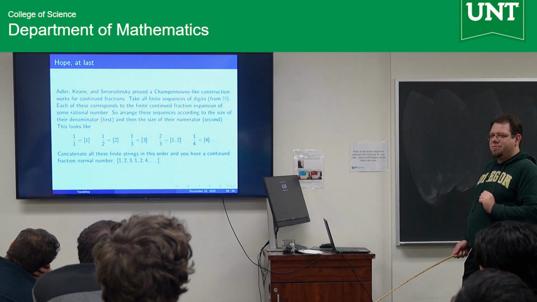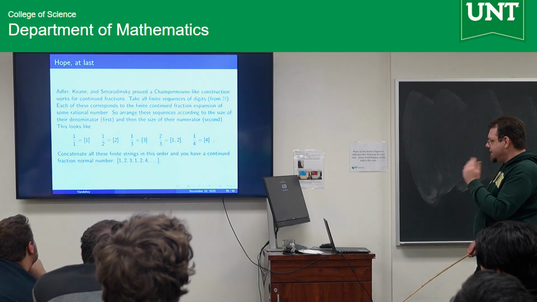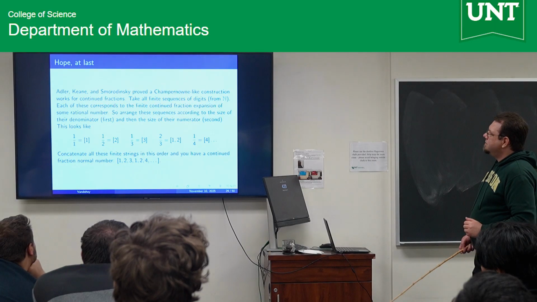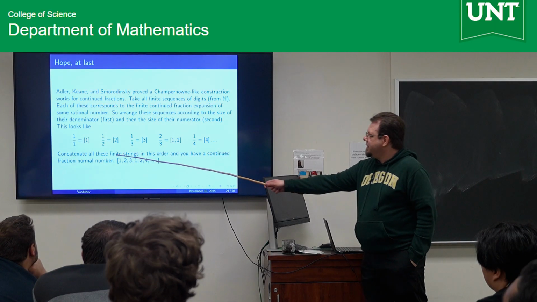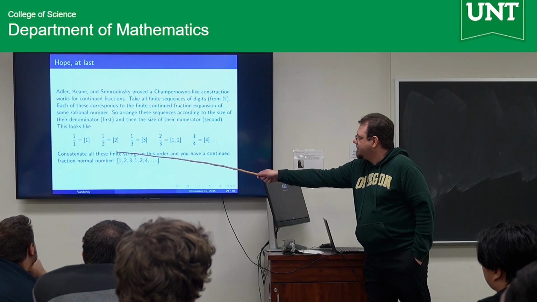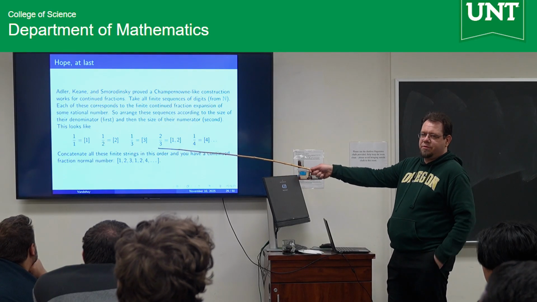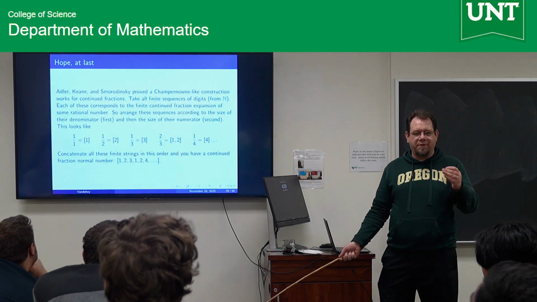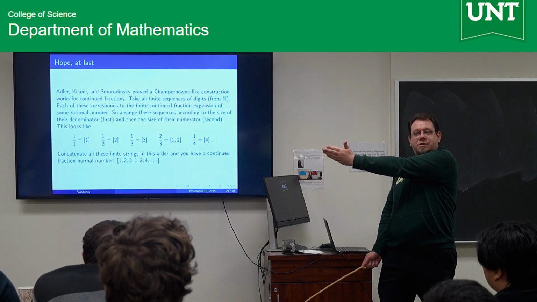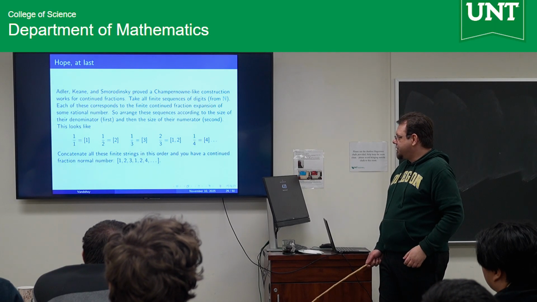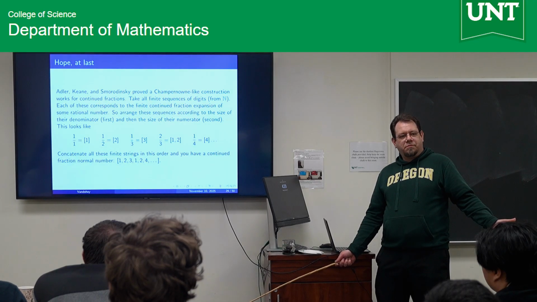And it turns out there have been some examples of such a thing. So Adler, Keane, and Smorodinsky proved a Champernowne-like construction for continued fractions. Basically, they arranged a sequence of fractions, 1, 1/2, 1/3, 2/3, 1/4, 3/4, 1/5, 2/5, 3/5, 4/5, expressed them in their continued fraction expansion, and then just concatenated all of those. Turns out, that's normal.